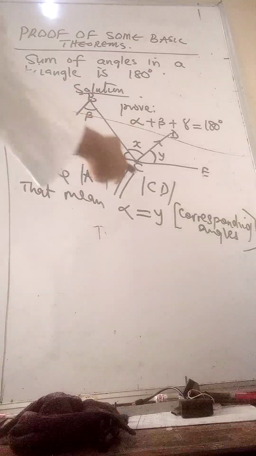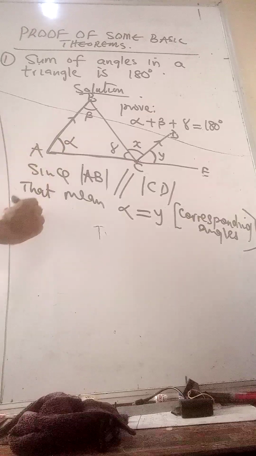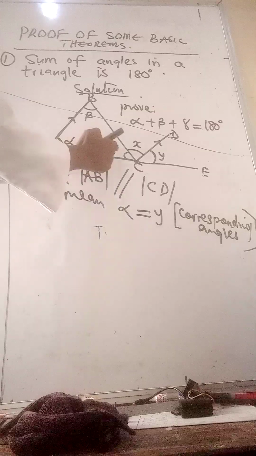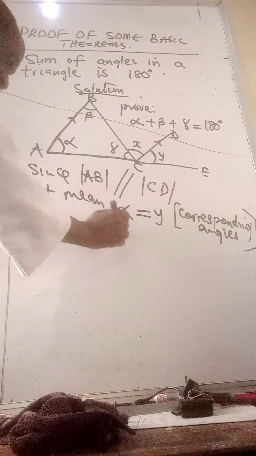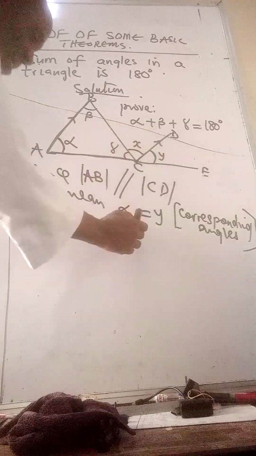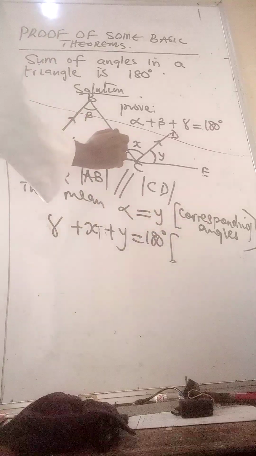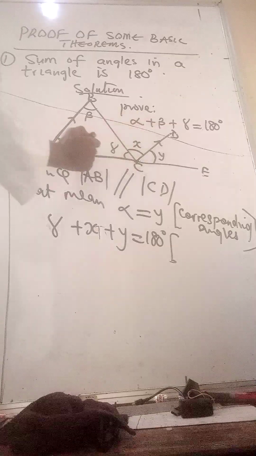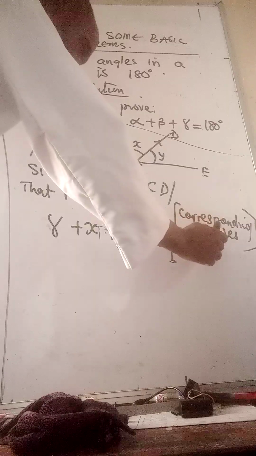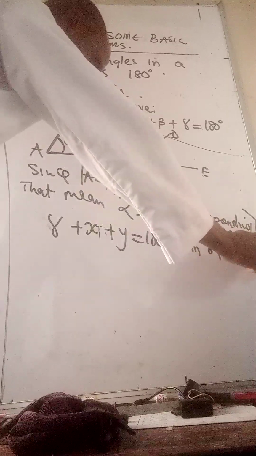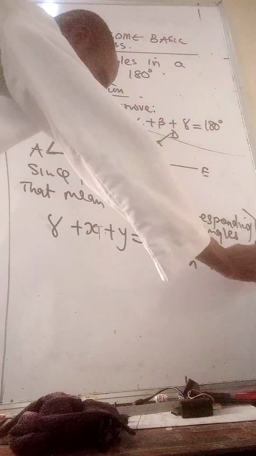Okay, since they are equal, then we will say that angle gamma plus X plus Y, these three angles, equals what? 180. For what reason? Because the three of them all stand on this straight line. So the reason is sum of angles on a straight line, which is 180. Okay?